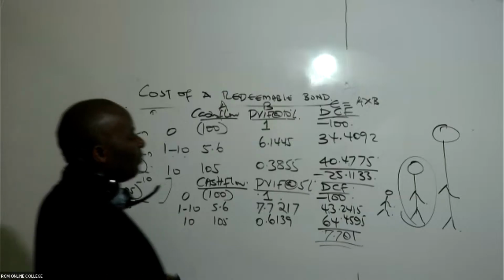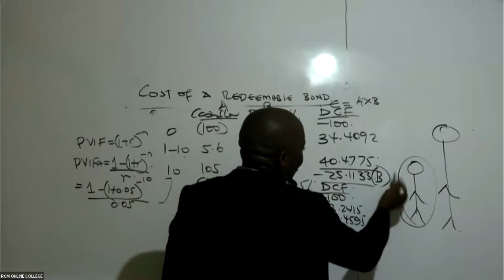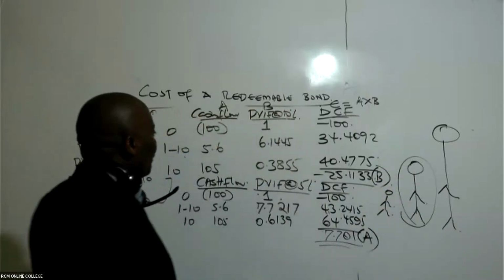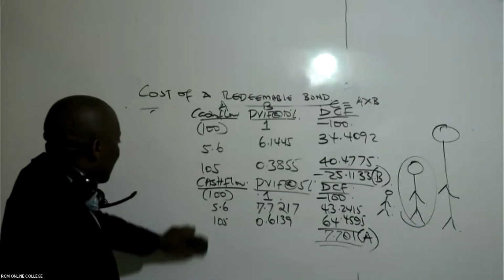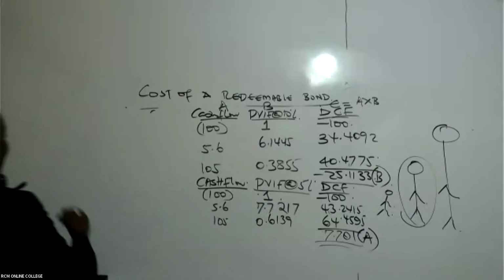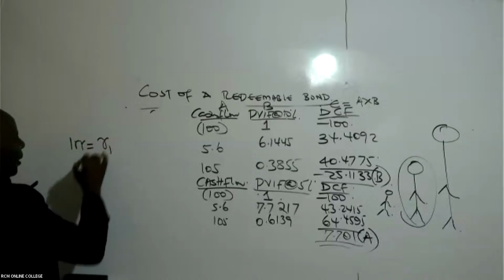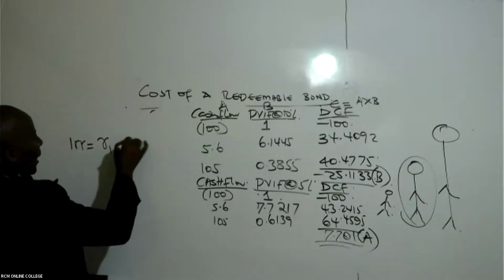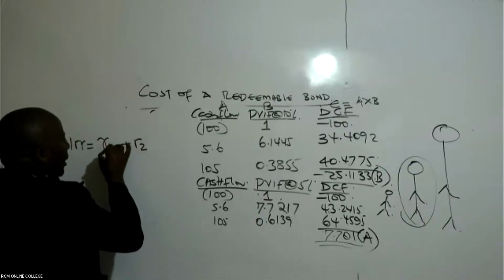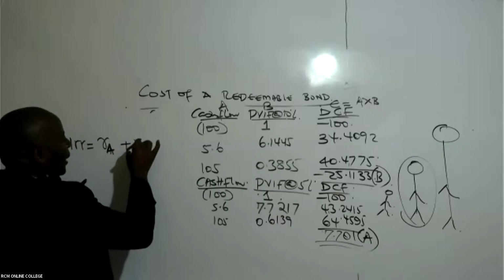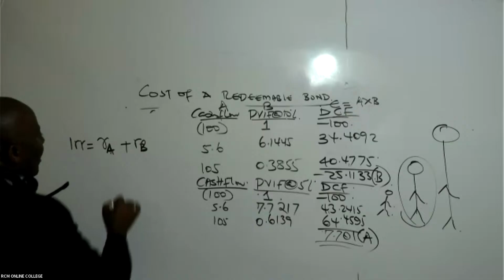So remember, positive NPV is your A. Negative NPV is your B. Then come and give us IRR. So how do we get IRR? To get IRR, we shall take rate A plus rate B, or rather rate B minus rate A.